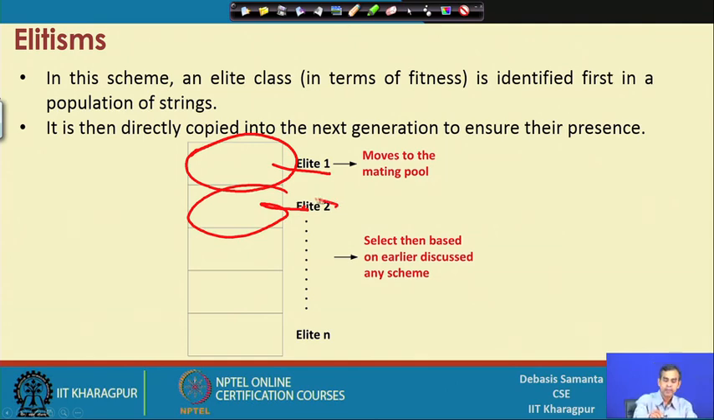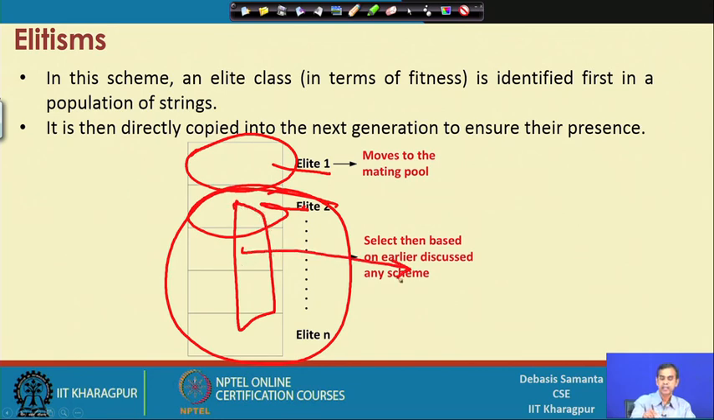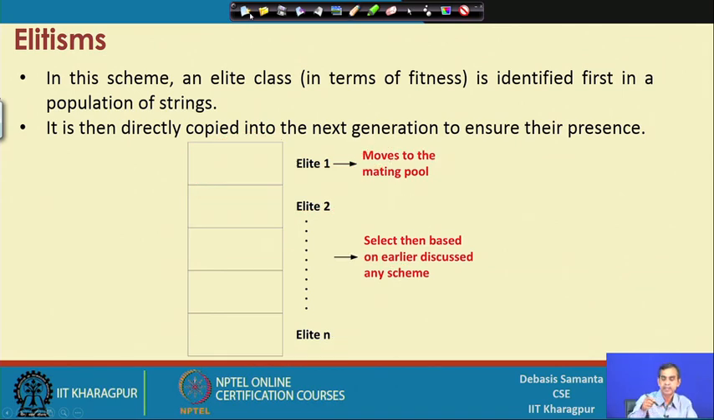So, select them from the remaining elite groups, but following some strategy, either roulette wheel, rank based selection, or tournament selection. Whatever the existing strategy is, it is used to select the rest, and the elite 1 individuals are moved to the mating pool first without any selection. This is one strategy that is followed, and it is observed that it is also very effective in some situations.